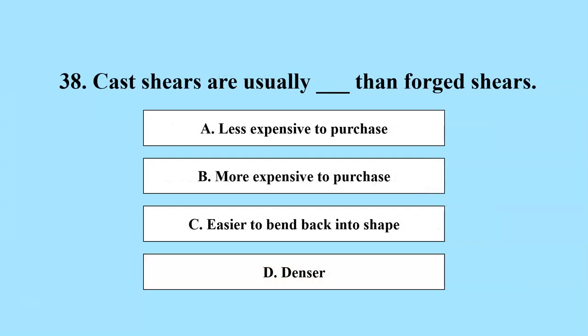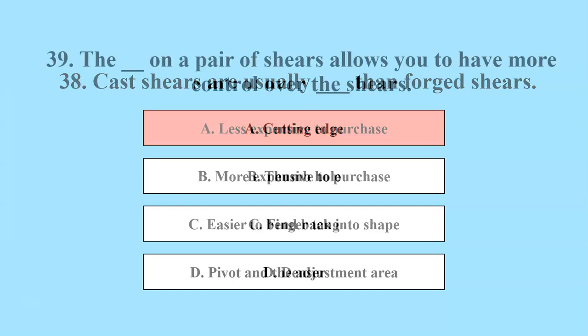Cast shears are usually blank than forged shears. Less expensive to purchase, more expensive to purchase, easier to bend back into shape, denser. If you chose A, less expensive to purchase, you are correct.